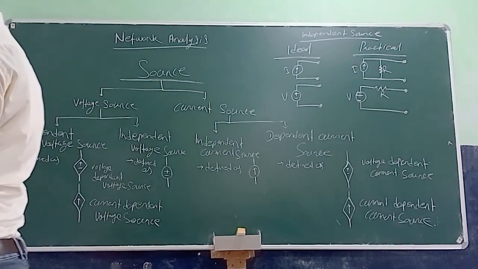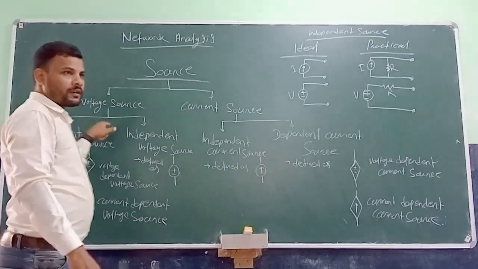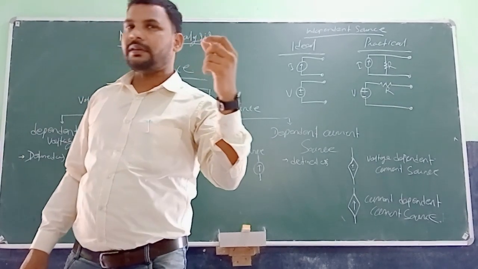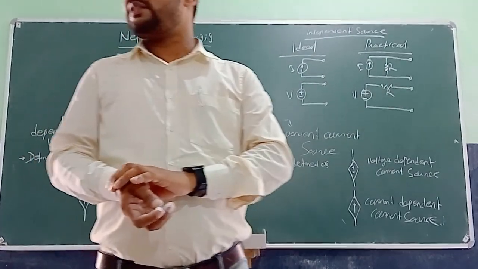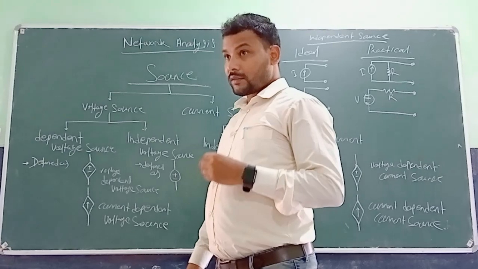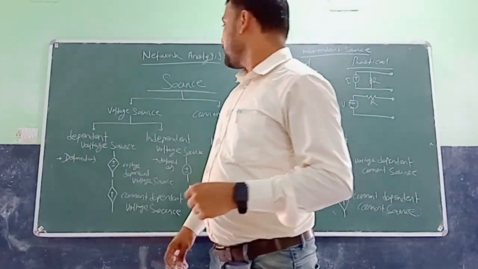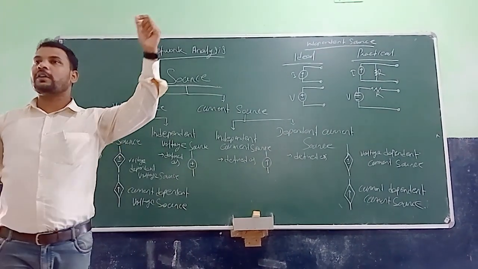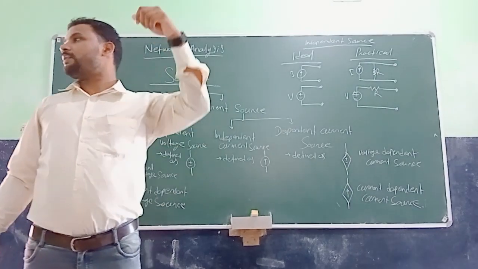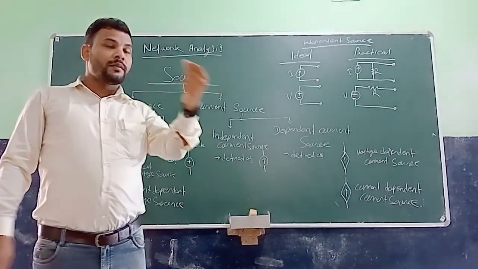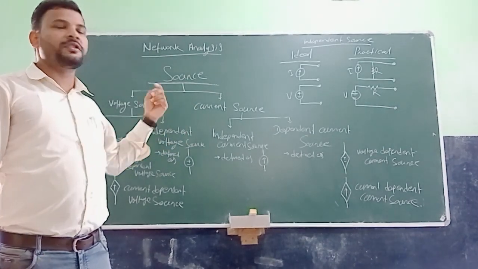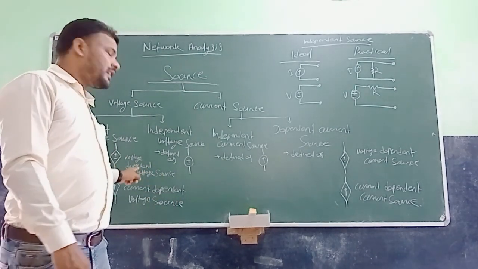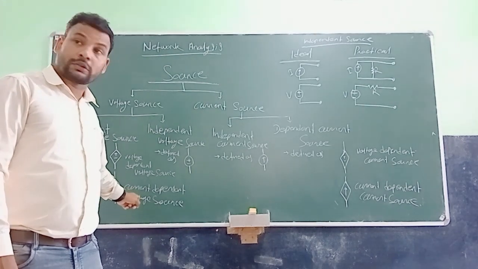Types of source: one is the current source, another is the voltage source. Sources are again divided depending on dependency. They are of 2 types: independent and dependent voltage sources, independent and dependent current sources. Dependent voltage source is again of 2 types. One voltage source depends on some voltage, that is a voltage dependent voltage source. Another is a voltage source which depends on some current, that is a current dependent voltage source.